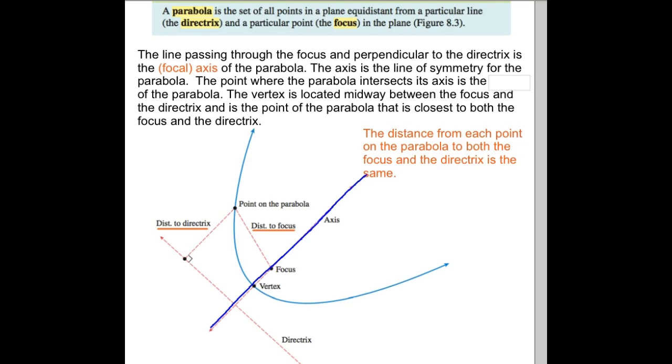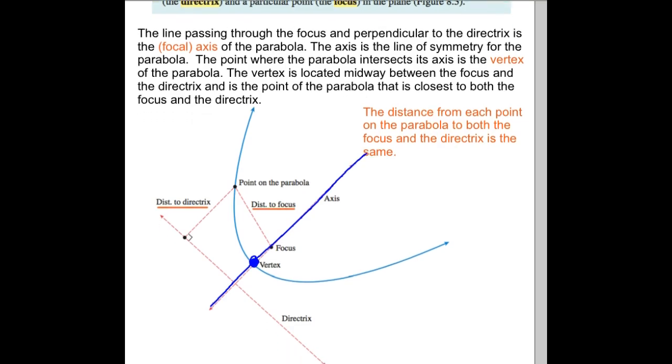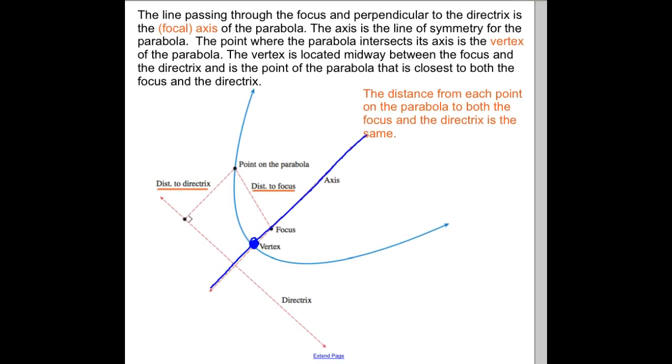The point where the parabola intersects its axis is the vertex. Uncover that. Vertex of our parabola. It says the vertex is located midway between the focus and the directrix and is the point of the parabola that is closest to both of those things. So looking at our picture down here, if we have a vertex right here, the focus is here, and the directrix is a line on the opposite side. It says the vertex is midway between those two things, which means this length and this length are the same.